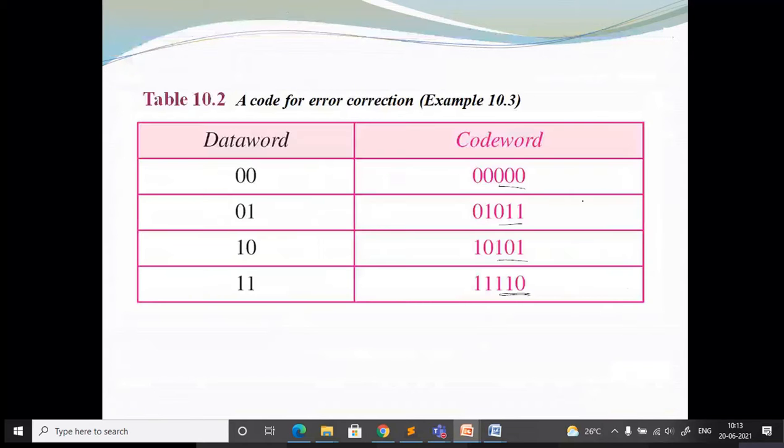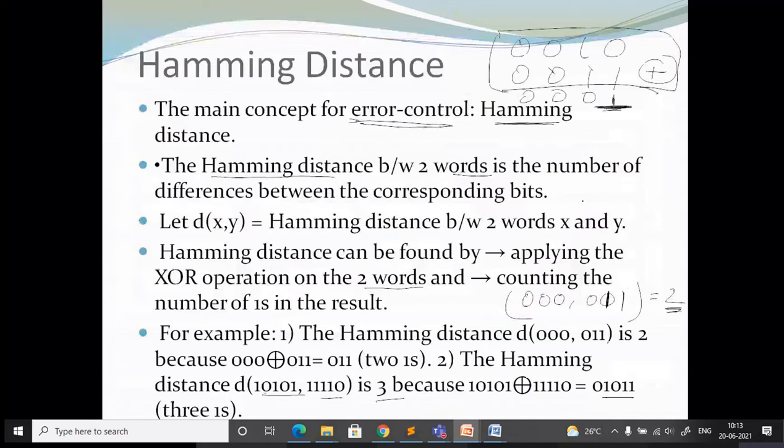So next we'll move on to Hamming distance. I think I just started this also. What is Hamming distance? In between, if you have any questions, you can ask me. Don't keep quiet. The main concept of error control is Hamming distance, that is, how to find the Hamming distance. Why is this called Hamming distance?